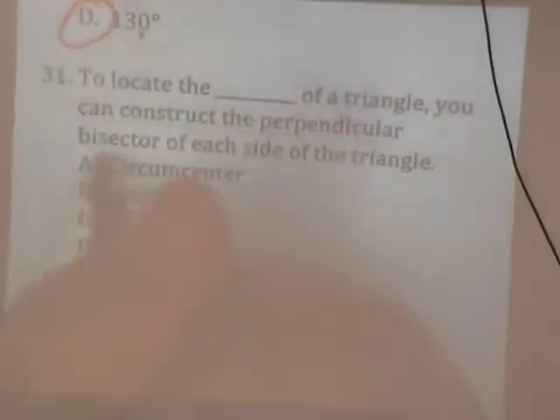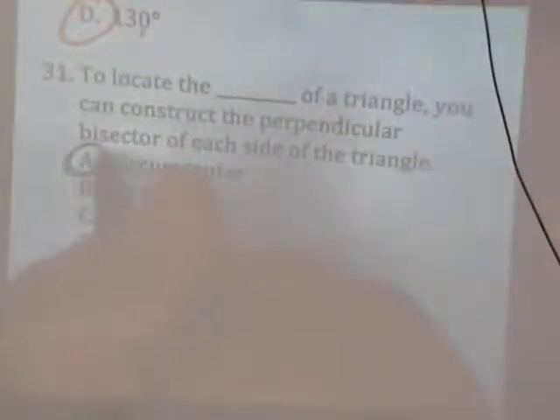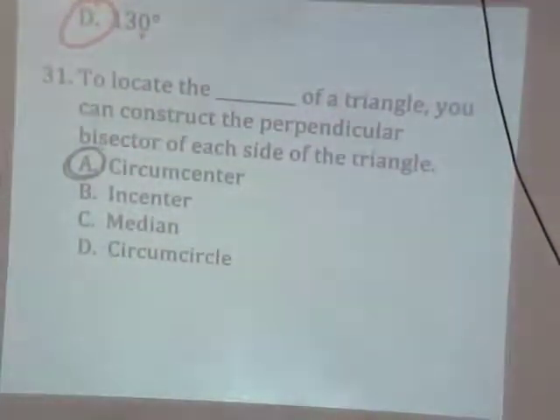Yeah, circumcenter. You weren't even here when we did that. All right, so you're gonna have to revisit that chart. You gotta memorize that chart.